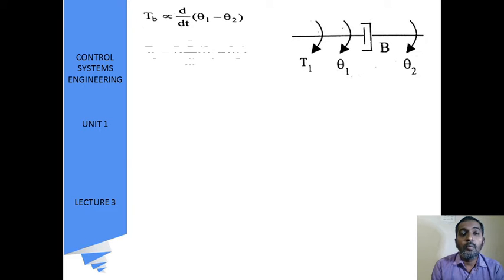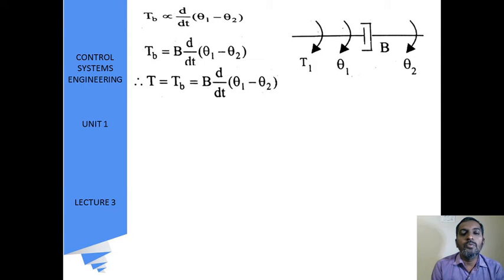If there are one or more angular displacements in the given system, then Tb is directly proportional to d by dt of theta 1 minus theta 2, which can be represented as Tb equals B into d by dt of theta 1 minus theta 2, and by Newton's second law, T equals Tb equals B into d by dt of theta 1 minus theta 2.